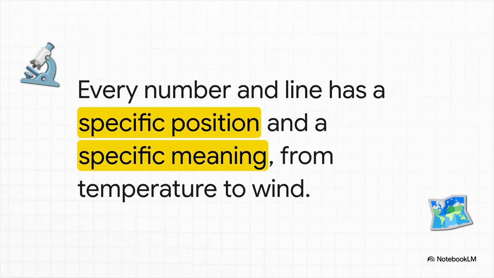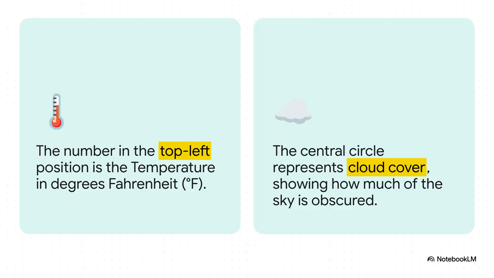Okay, so this is our blueprint. See how everything is arranged? Every single number, every line, it has a very precise position and a very specific meaning. You've got temperature, pressure, wind, all this information just kind of orbiting that central circle. Let's start with the easy stuff first. Let's kick things off with two of the most straightforward pieces.